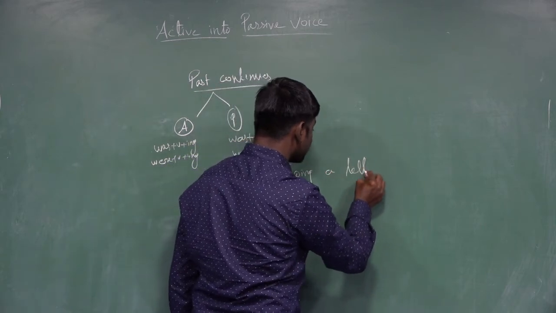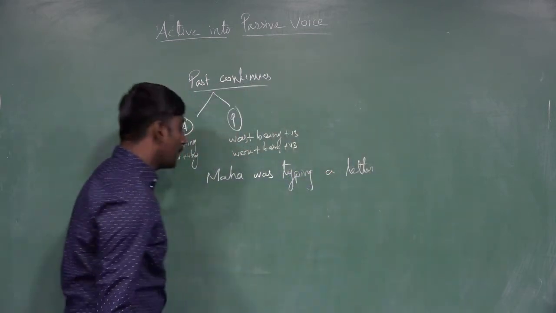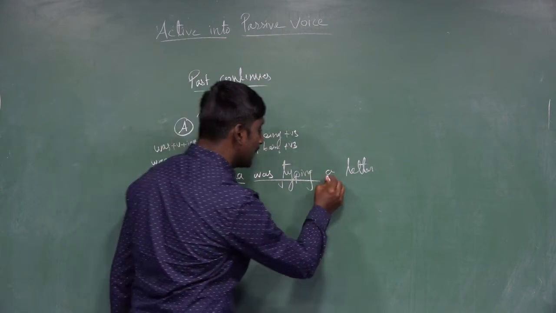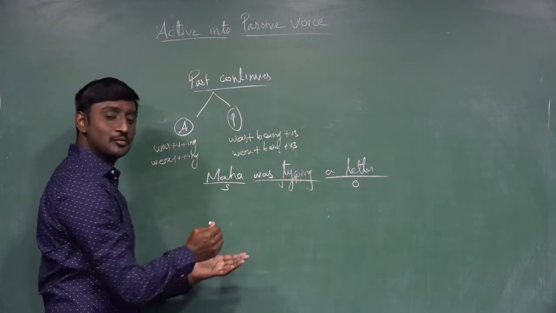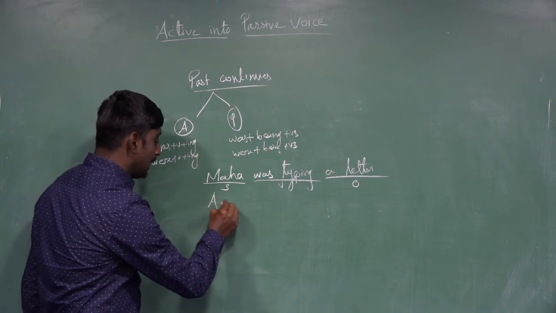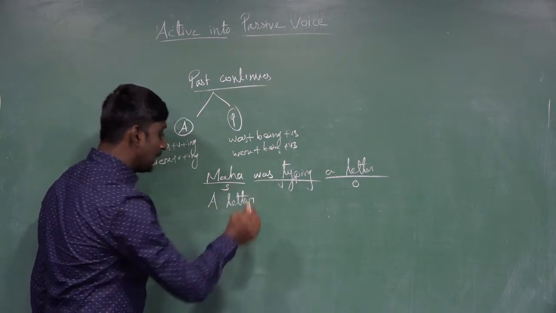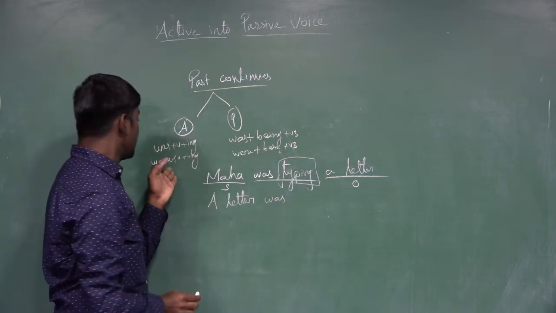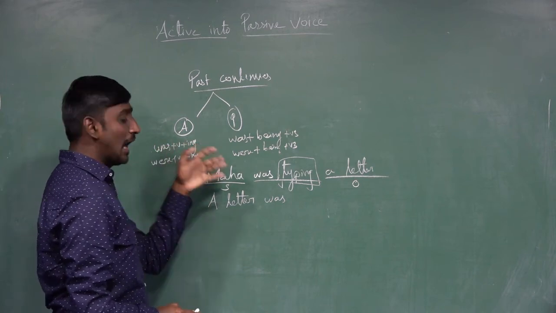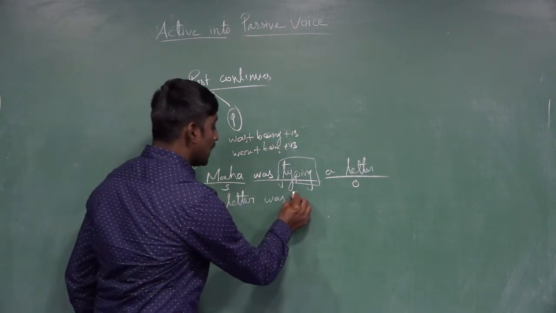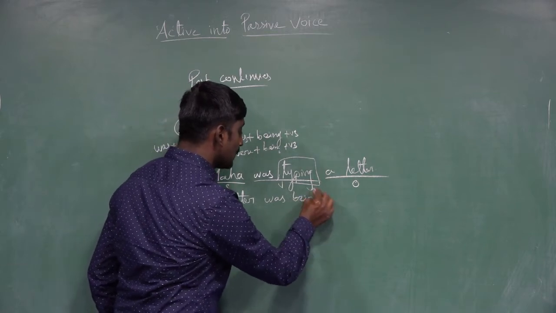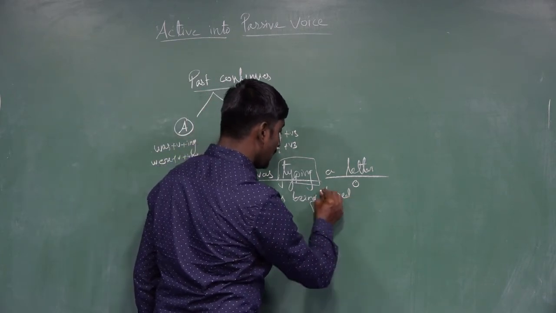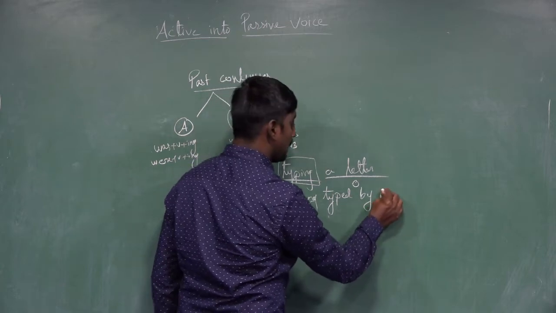Maha was typing a letter. Maha is the subject, was typing is the verb, a letter is the object. So the object comes to the subject place. A letter was, so typing is the active voice, it comes to the active voice and changes to the passive voice. Was being, so typed, so that form: typed by Maha.